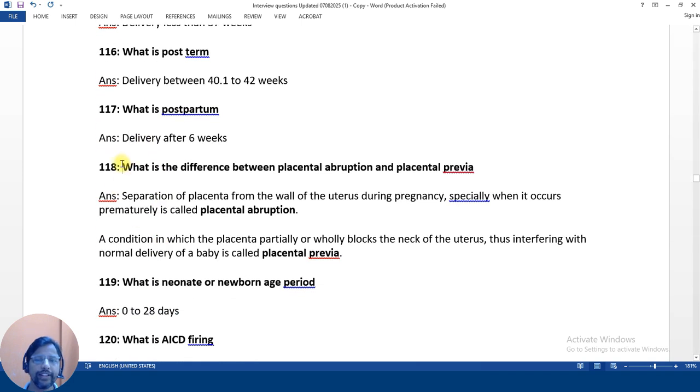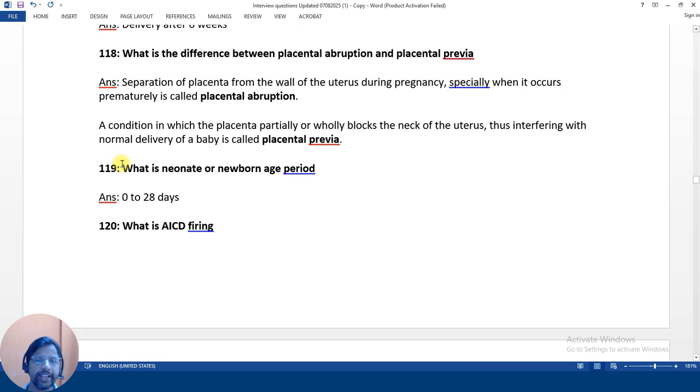Okay. So what is the difference between placental abruption and placenta previa? So separation of the placenta from the walls of the uterus during pregnancy, specifically when it occurs prematurely, is called placental abruption. So what is placenta previa? Placenta previa is a condition in which the placenta partially or wholly blocks the neck of the uterus, thus interfering with normal delivery of the baby. Okay. So what is the neonate or newborn age period? Neonate or newborn both are the same. So the age period is 0 to 28 days.